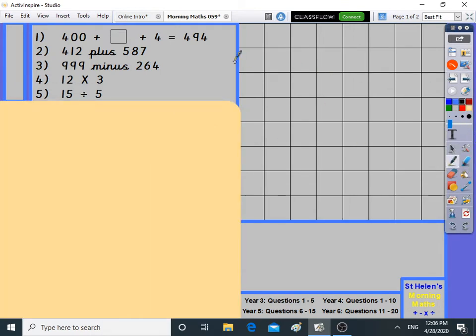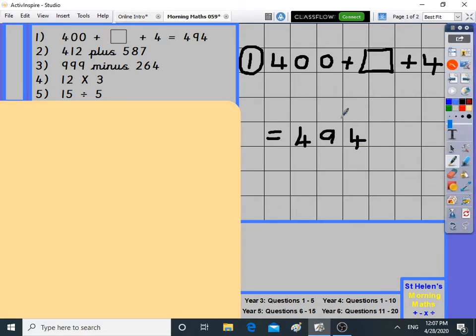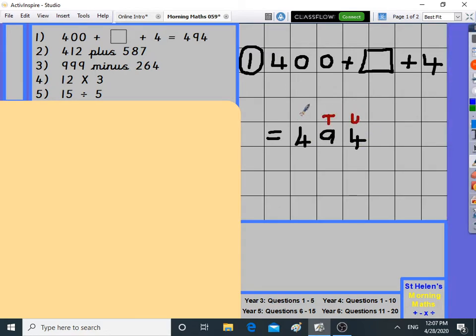Let's do number 1. 400 plus something, a mystery, plus a 4 equals 494. So we have units, tens and hundreds. I put my hats on in the wrong order, but units, tens and hundreds. This 4 is worth 400, isn't it? So that one is up there.